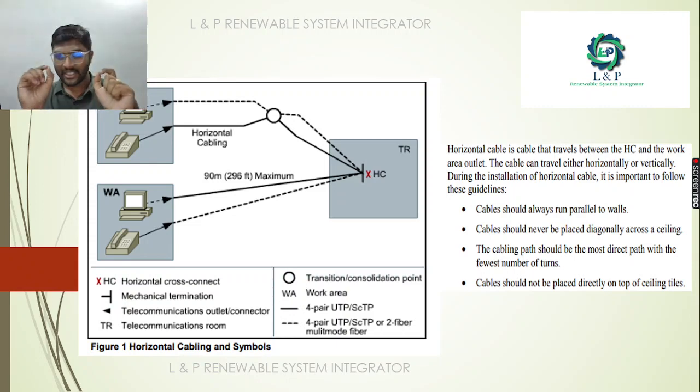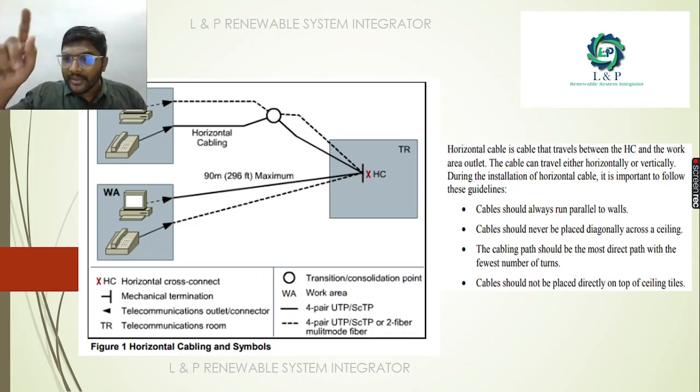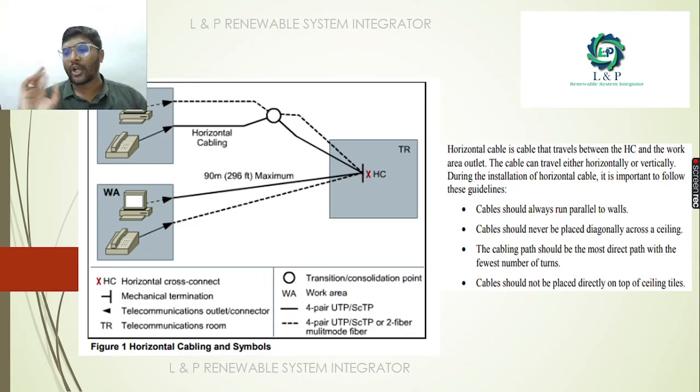There are 4 guidelines that you need to follow when you are pulling the horizontal cabling. The first rule is that cable should always run parallel to the walls. The second rule is that cable should never be placed diagonally across a ceiling, because it is a horizontal cable. If you place it diagonally across the ceiling, it is very difficult to access it. So it should not run diagonally across the ceiling. That is the second important guideline that you need to follow.